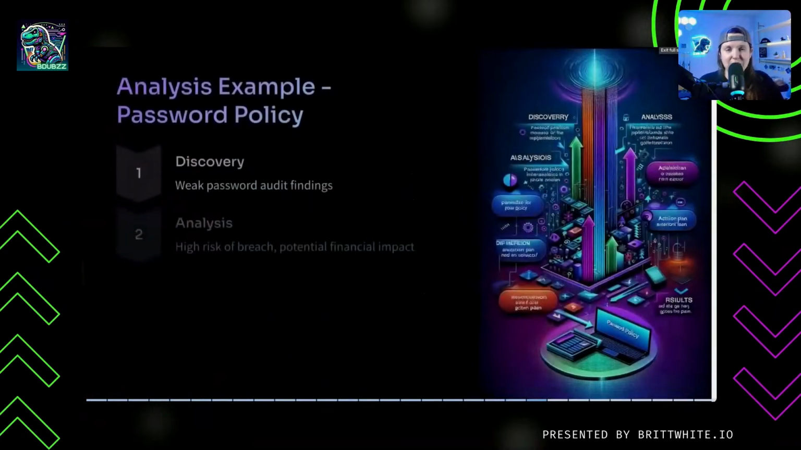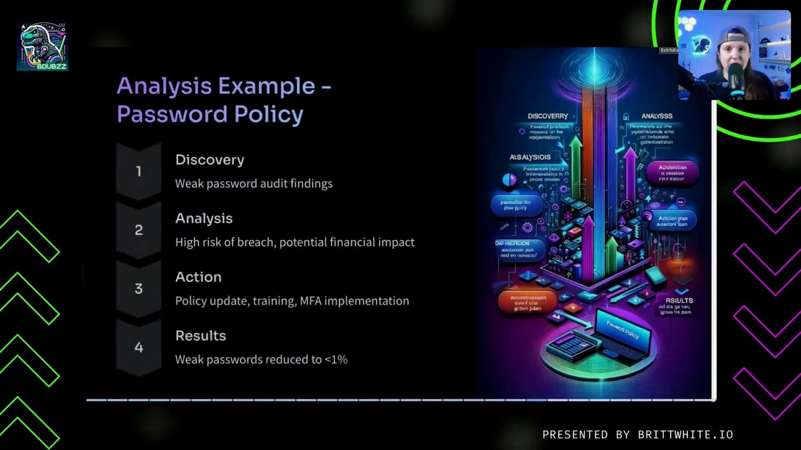Now here's an example to tie it all together. Let's say a penetration test reveals that our password policy is weak. 30% of users have passwords like password123. We review the data to verify its accuracy and determine that this vulnerability could lead to account breaches, potentially costing millions in damages. We identify the need for stricter policy with complexity rules.